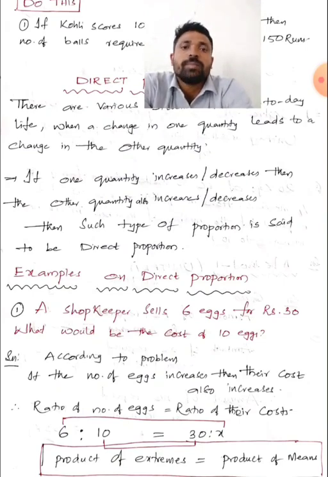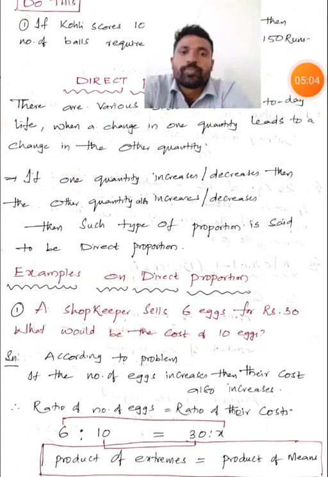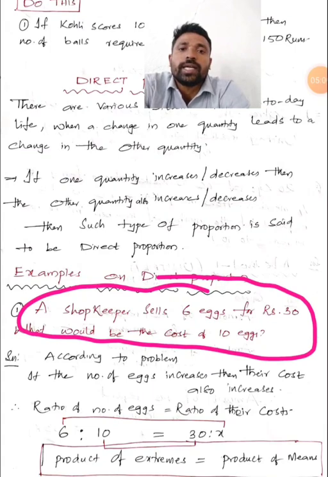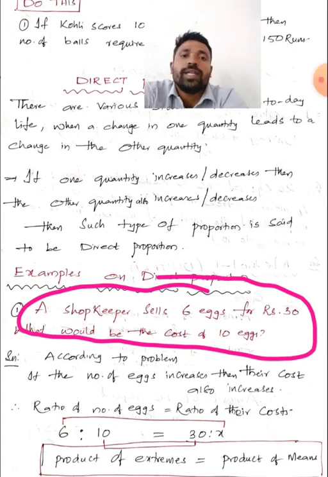Okay, let us take some examples on direct proportion. Let us see it. A shopkeeper sells 6 eggs for rupees 30. Then what would be the cost of 10 eggs? First, let us identify whether it is in direct proportion or not.